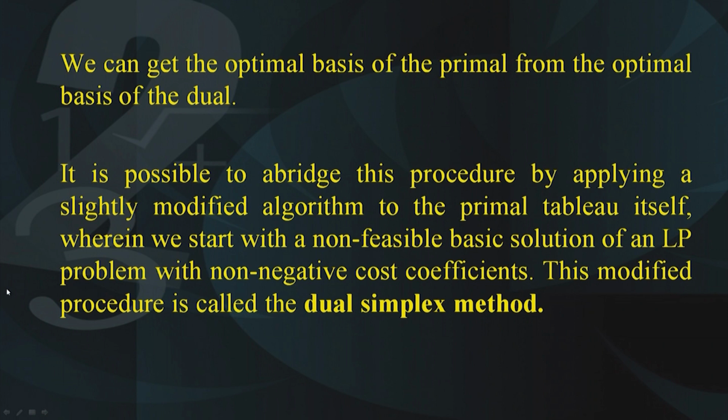Therefore, it is possible to abridge this procedure by applying a slightly modified version of the simplex algorithm to the primal table itself, where we start with a non-feasible basic solution of an LP with non-negative cost coefficients. This kind of procedure is termed the dual simplex method. So, basically in the dual simplex method we start from an infeasible solution which is optimum, and in successive iterations we move towards optimality and feasibility both.